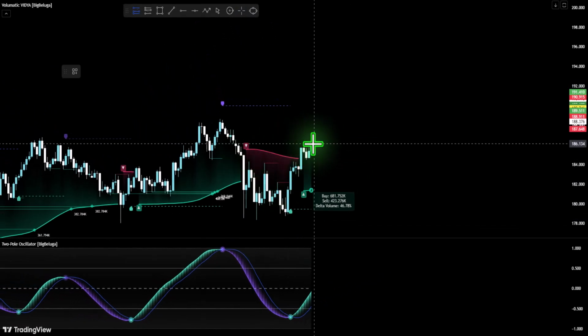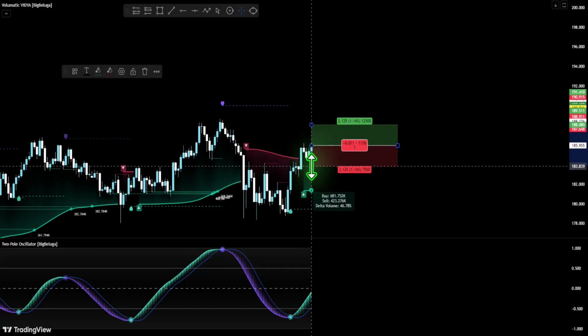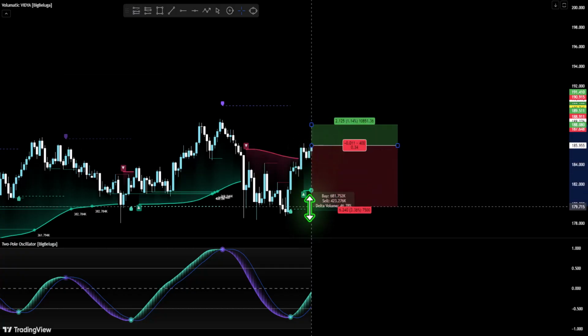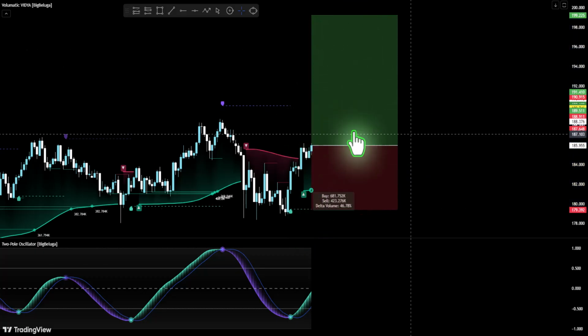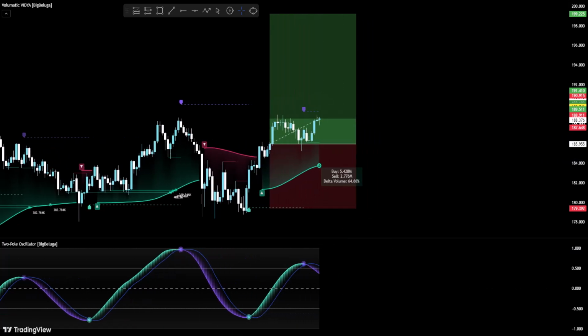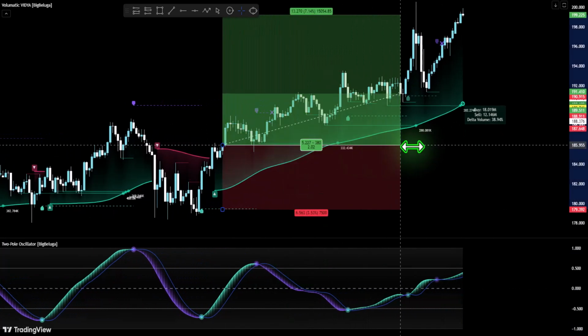Then we can take a long position at the close of this candle, and the stop loss is going to go right under the invalidation level, which is actually this dotted line right here. The take profit can be extended up to this level. If you let the trade run, we can see that it ended up being a profitable trade.